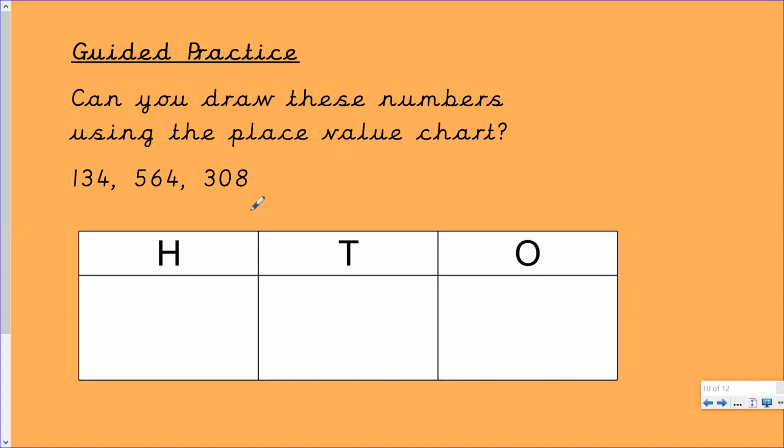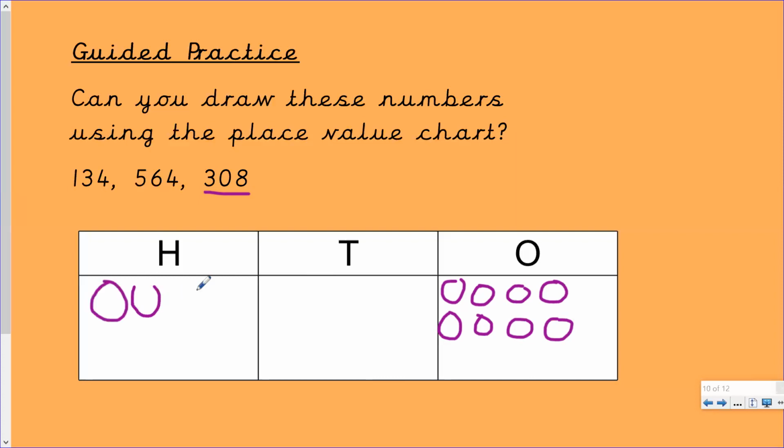We'll do one together. So let's do 308. How many ones do we have? 8. 1, 2, 3, 4, 5, 6, 7, 8. I don't need to write the values anymore because I know that if it's in the ones column, each counter represents ones. How many tens do I have? 0. So do I need to draw anything in the tens column? No, because there are 0 tens. And how many hundreds do I have? 3. 1, 2, 3.